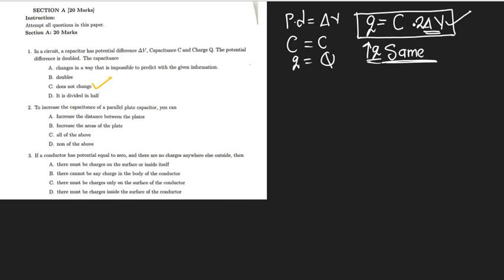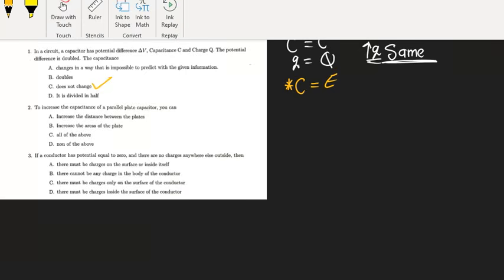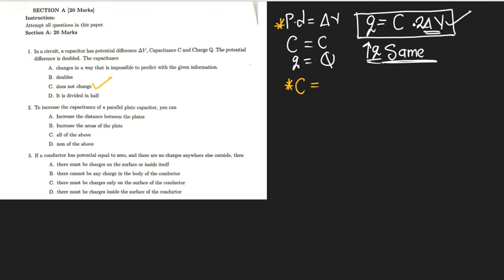We go to 2. To increase the capacitance of a parallel plate capacitor, you can: A, increase the distance between the plates; B, increase the area of the plates; C, all of the above; D, none of the above. Okay, so I want you to look at this formula. Capacitance is given by the formula: you have this constant, which we aren't interested in, multiplying with the area over the distance. Okay, area over the distance.